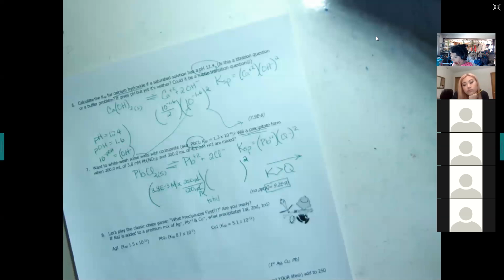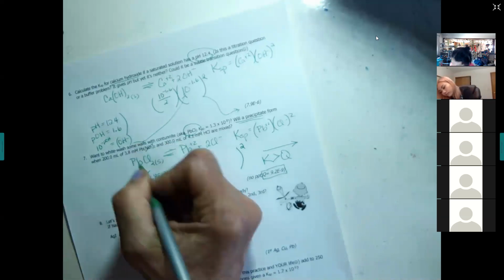All right. And the other thing, kind of glazed over on number 7, hopefully you did too. What happened to the nitrate and the hydrogen? Why did I ignore them? Why didn't I write a whole equation with lead nitrate and HCl? Well, nitrate is always a spectator.